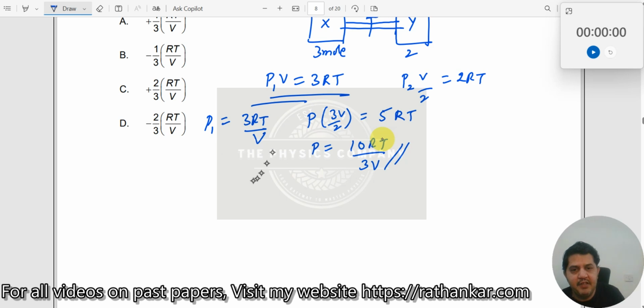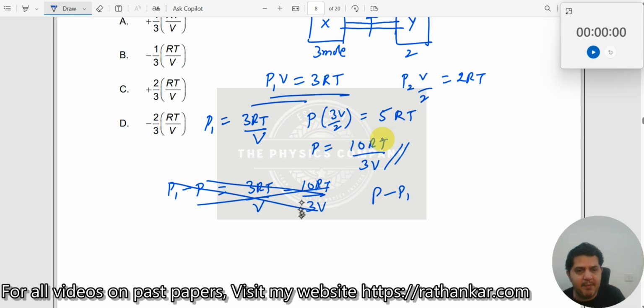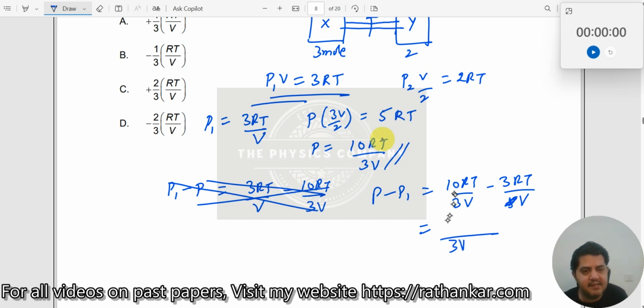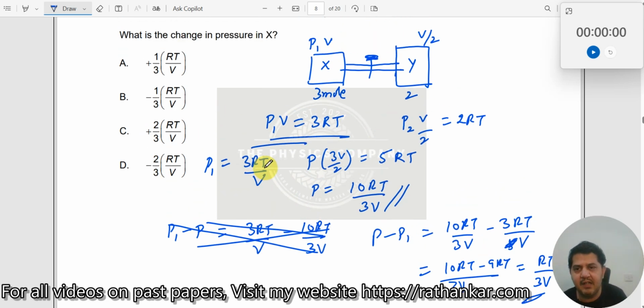So the change should be P1 minus P, or what is the change here? The value would be 3 RT by V minus 10 RT divided by 3V. Sorry, this is not P1 minus P, this should be P minus P1, final pressure minus initial pressure, which is 10 RT by 3V minus 3 RT divided by V. The LCM is 3V, and this is 10 RT minus 9 RT, which is equal to RT divided by 3V, 1/3 of RT by V. Answer is E.